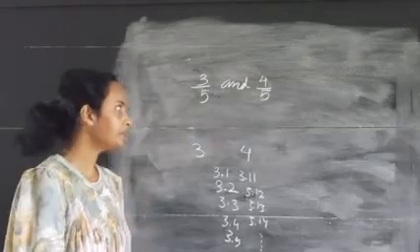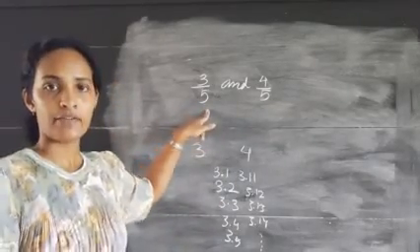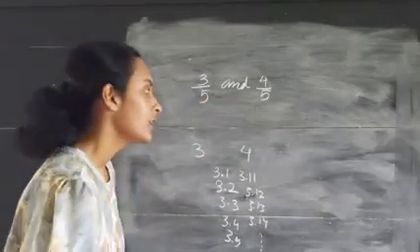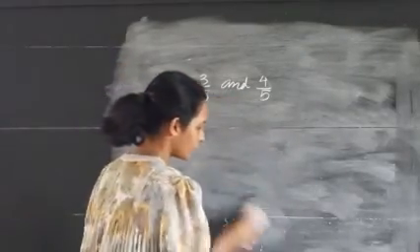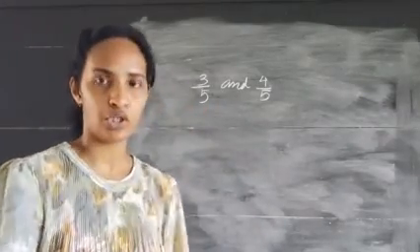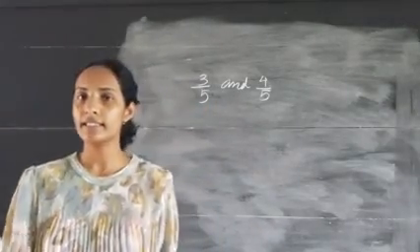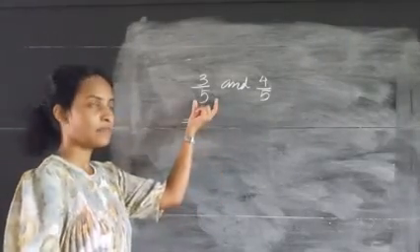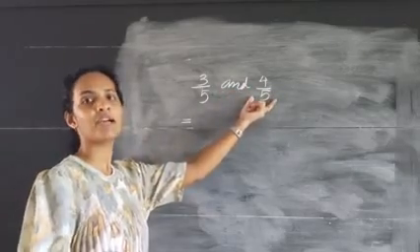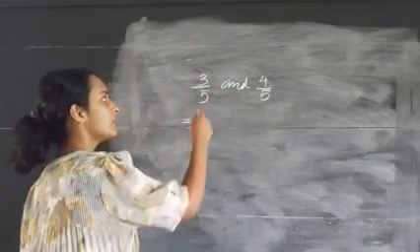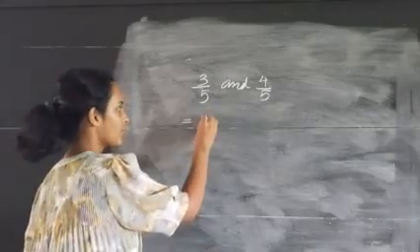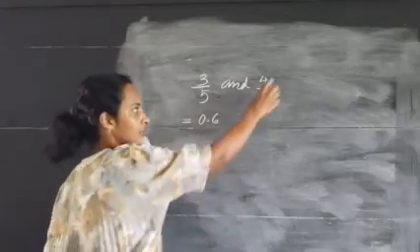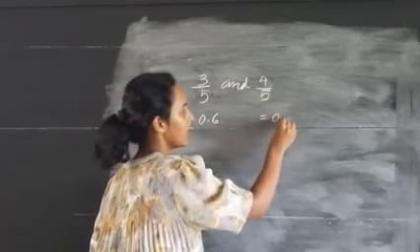Now, likewise, there are infinitely many rational numbers between 3 by 5 and 4 by 5 as well, okay? In order to find these rational numbers, I have taught you the steps, right? Other than that, what can you do? You can also find the decimal expansion of these numbers and find the numbers between them. Like 3 by 5. What is 3 by 5? When you divide, you will get 0.6. And when you divide 4 by 5, you will get 0.8.